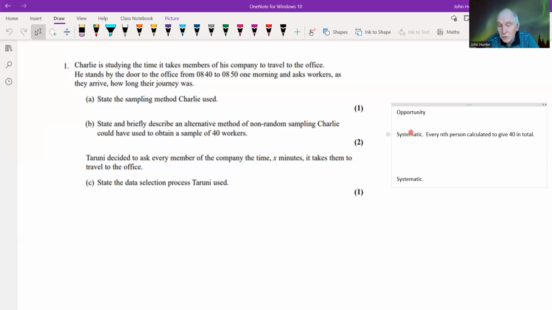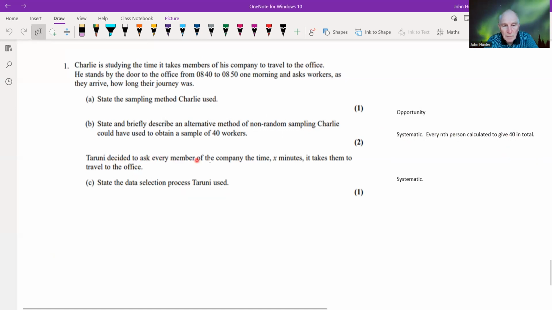But if we do it on, say, a systematic basis, every 10th person based on alphabetical order perhaps, then it's not completely random, but it has some element of randomness in it. So I think talking about random and non-random is actually a little bit of a mistake in the question. So we could use systematic: every nth person, and we calculate that in order to give us 40 in total.